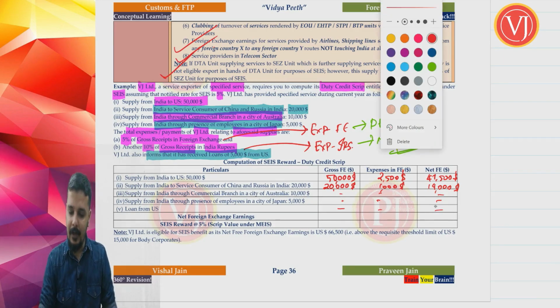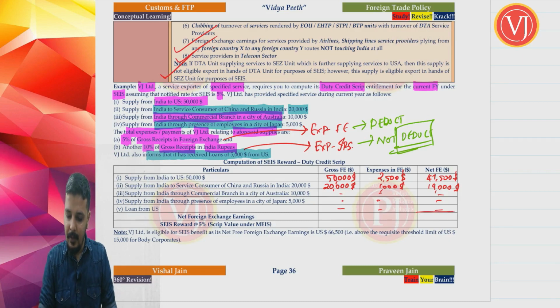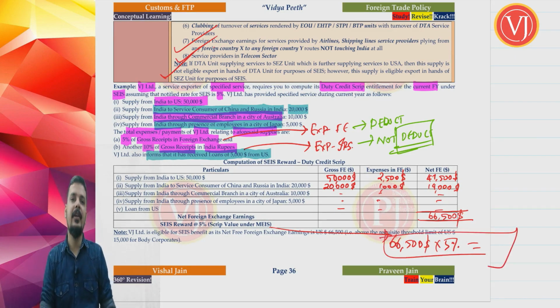And friends, your net foreign exchange would be $47,500 plus $19,000, which will be $66,500. And your SEIS script will be $66,500 multiplied by 5%. So your SEIS script will obviously be in Indian rupees. You have to convert that into Indian rupees by applying the CBIC rate. So you are going to go with this percentage.